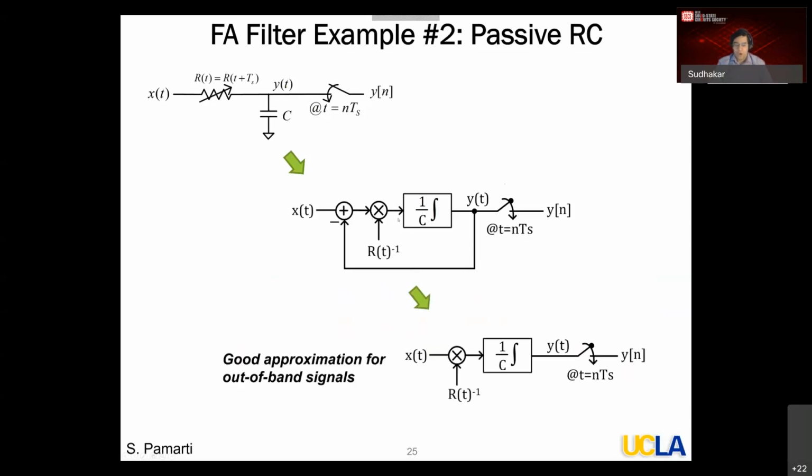Now for out of band signals, the output Y of t is pretty much close to 0. So at least for the out of band signals, this can be approximated as the figure in the bottom right. It's as if the feedback is not there. This is an approximation, but it is easy to explain, and that's why I chose it. It is as if you have a signal X of t and you're conditioning it with 1 over R of t, and then you're going to a simple integrator. Now in this case, the integrator is not a finite integrate and dump. This is integrating forever, right?